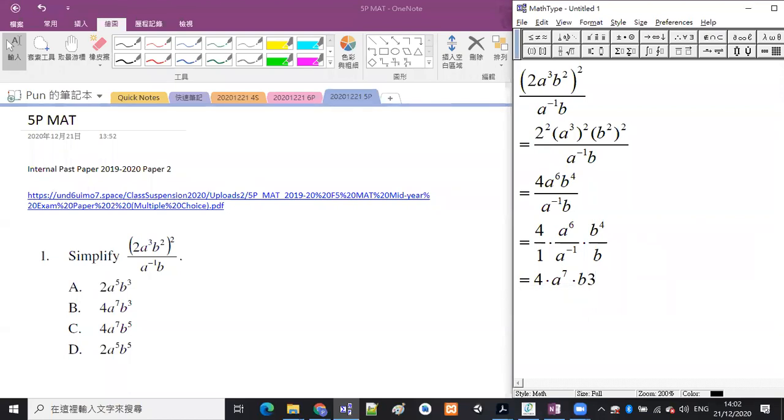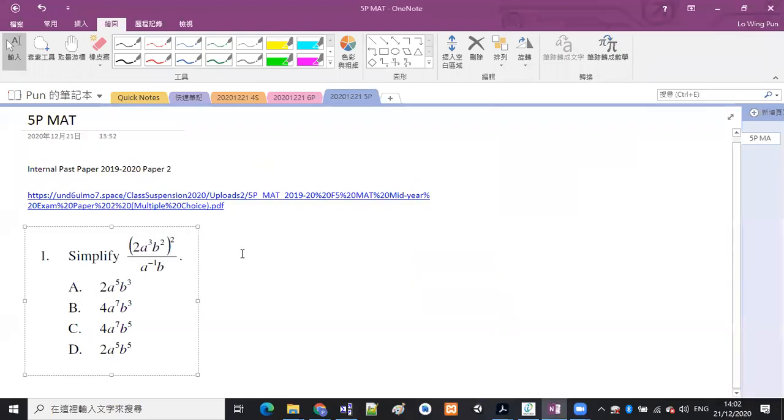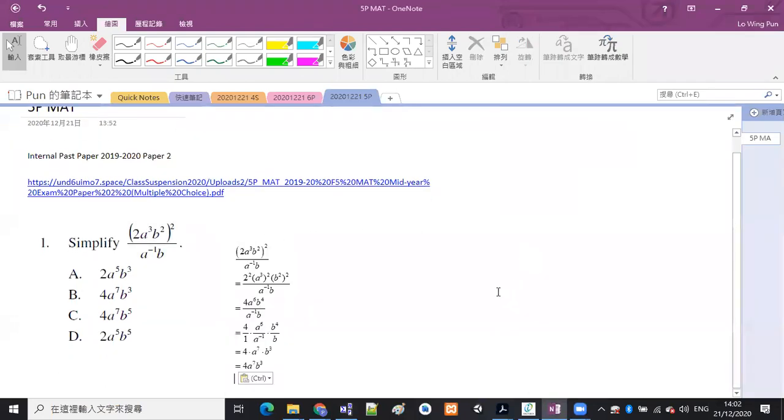So b^3. Sorry, b^3. Okay, and you need to check whether there are any negative indices. If there's a negative index, then you need to bring it upside down. But in this case, there is no more negative index, so you just combine them together: 4a^7b^3. So the answer is option B. Can you get this?